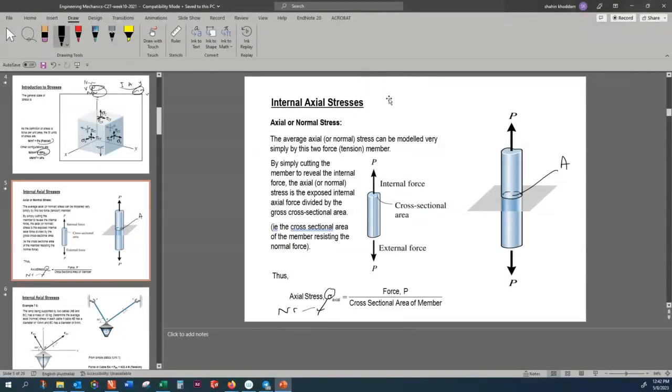It could be axial, it could be shear. The example which I provided you here is a normal or axial stress, which is shown by sigma. That's a very simple case, and the stress is represented as an average stress. It means over the entire cross section, the stress doesn't change. That is fixed.